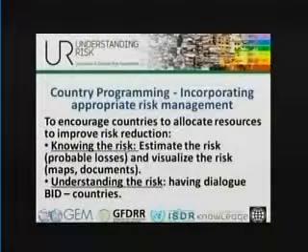The first is know the risk. This means IDB supports estimating the country's disaster risk and visualizing it for member countries. And the second point is understanding the risk. This means to visualize the risk and to understand the risk. But these two processes are totally different.